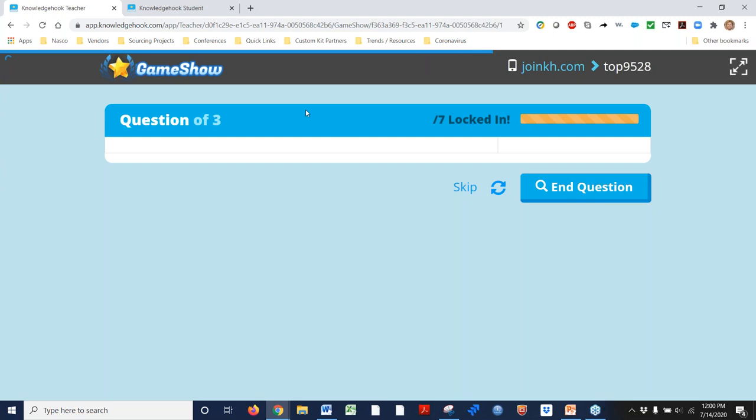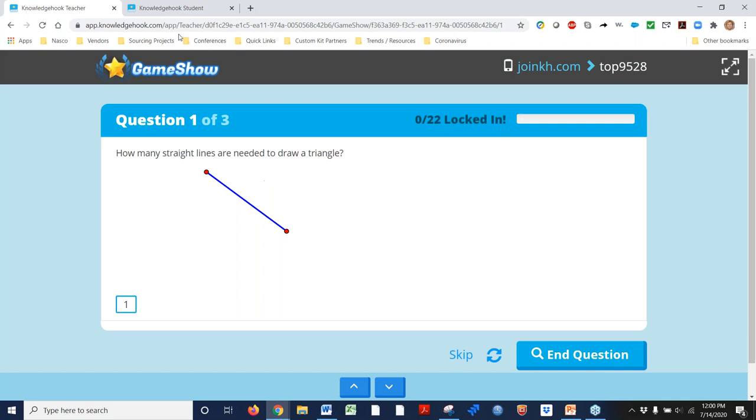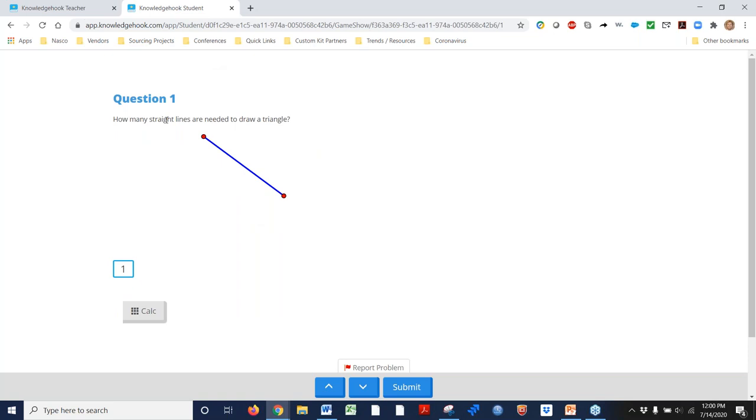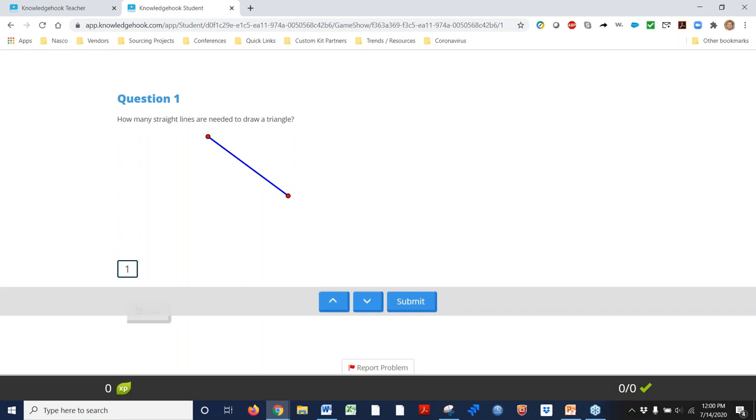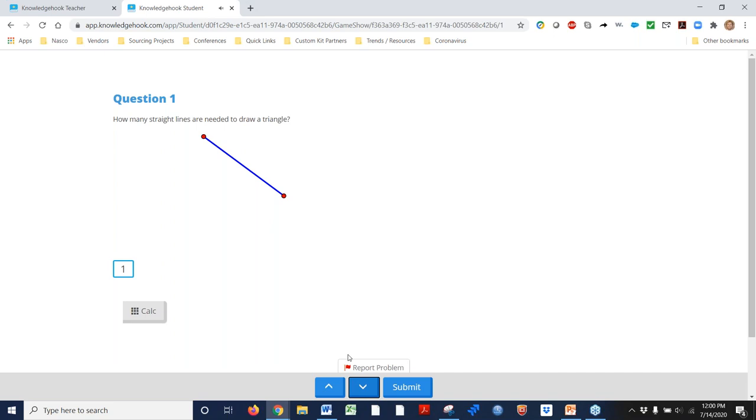So how many straight lines are needed to draw a triangle? This is the same thing. This is my vision, the teacher vision, and this is the student vision. If we look here, use the arrow buttons at the bottom of your screen to go up or down. How many straight lines do you need to draw a triangle? Let's submit, and we don't know if that's correct yet. We're going to wait for that to load.